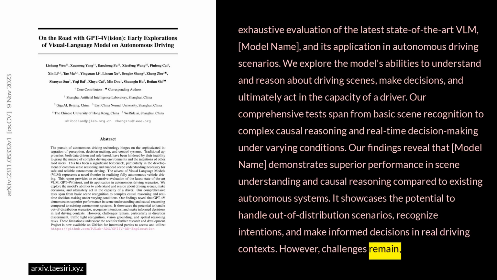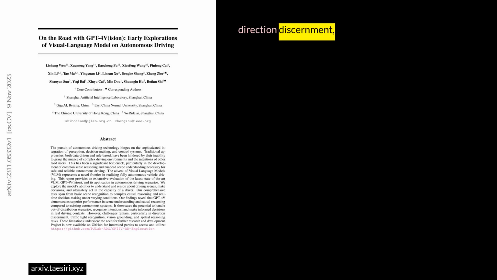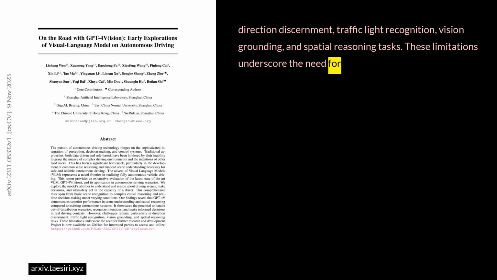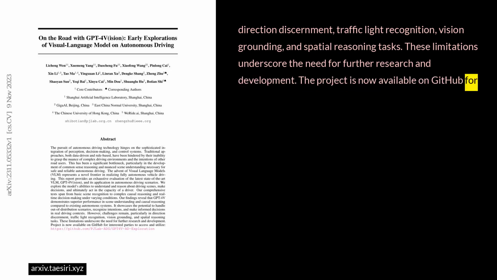However, challenges remain, particularly in direction discernment, traffic light recognition, vision grounding, and spatial reasoning tasks. These limitations underscore the need for further research and development. The project is now available on GitHub for interested parties to access and utilize.